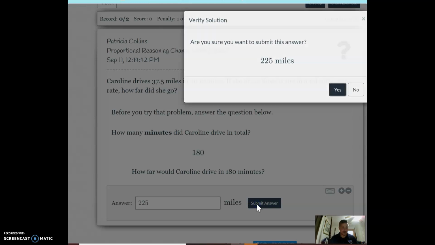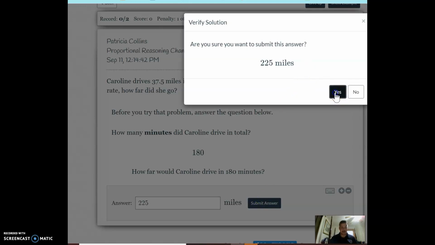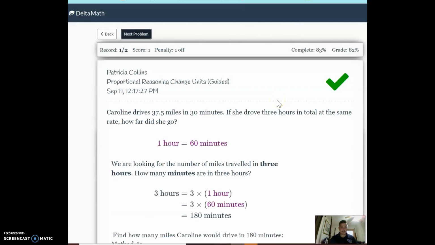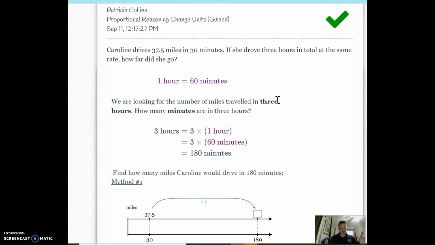So I'm going to hit submit. Are you sure you want to answer this? Yes. Okay. Yep, we got it right. And it goes through and it tells you how to work the problem out.